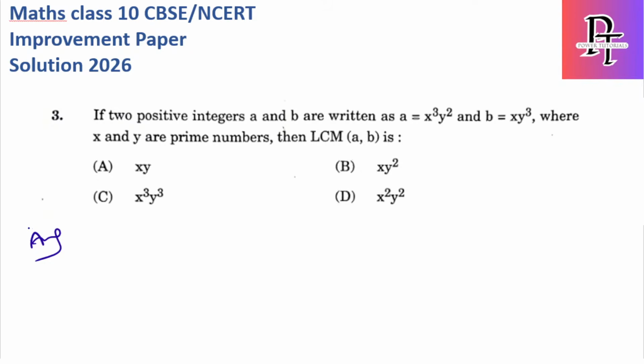If two positive numbers a and b are written as a = x cube y square and b = x y cube, where x and y are prime numbers, then what is the LCM of a and b? The answer is very easy. The LCM should be the product of the highest powers of the prime factors. The highest power of x is x cube, whereas the highest power of y is y cube. So the answer should be x cube y cube, which is C.